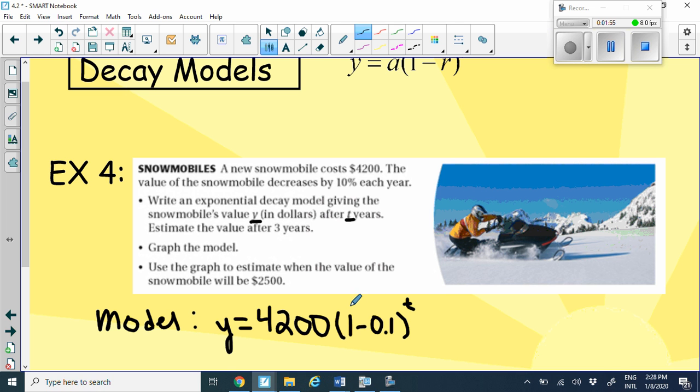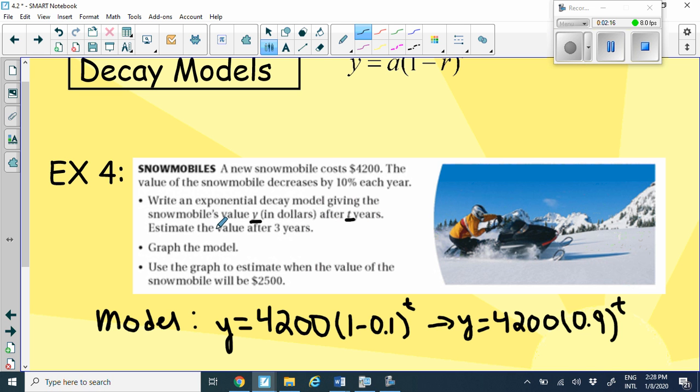Now, if you wanted to, you could do 1 minus 0.1, okay? And really, you could also have your equation looking as y equals 4,200 times 0.9 to the t power. Okay, let's look at the next.